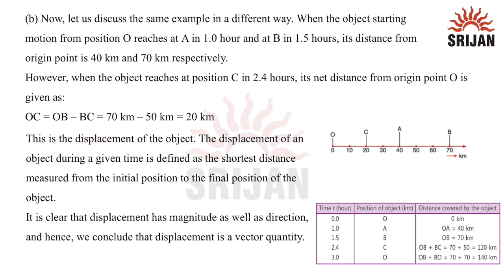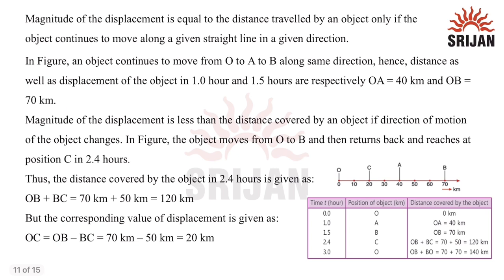We can simply define displacement of an object during a given time interval as the shortest distance measured from the initial point to the final point of the object. Initial being this origin point and final being this C point. So the shortest path is 20 kilometers, right? It is clear that the displacement has magnitude as well as direction, and hence we conclude that displacement is a vector quantity. Now, magnitude of displacement is equal to the distance traveled by an object only if the object continues to move in a straight line, right?